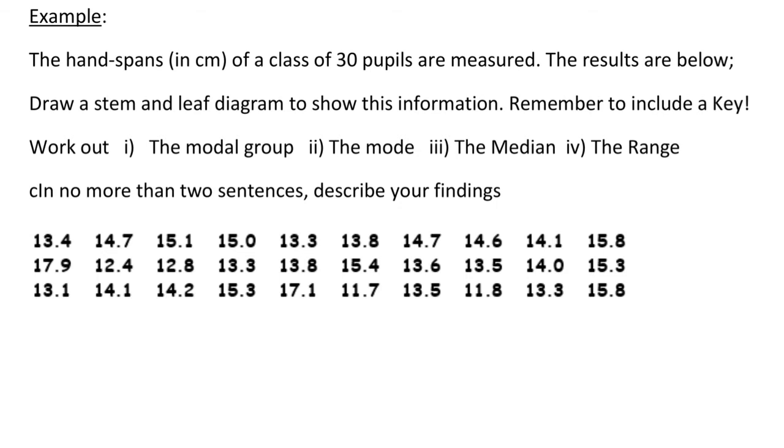Example: the hand spans in centimetres of a class of 30 pupils are measured. The results are below. Draw a stem and leaf diagram to show the information. Remember to include a key. And then from there we're asked to work out a few things. So let's draw the stem and leaf diagram first.